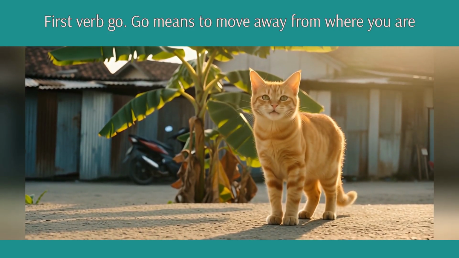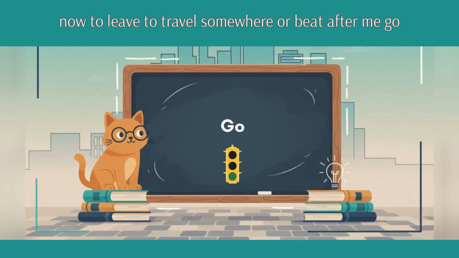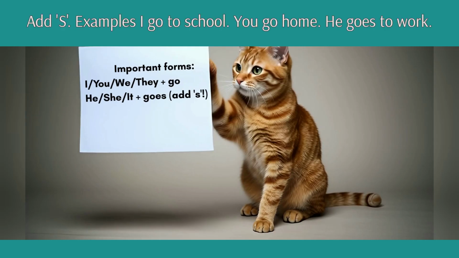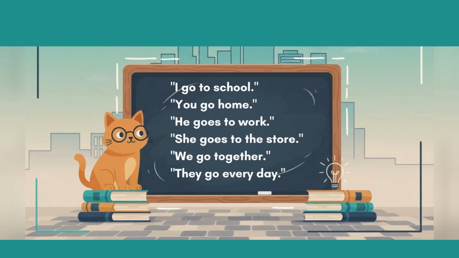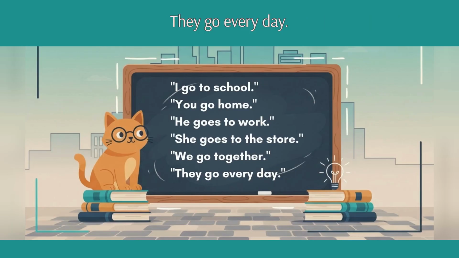First verb. Go. Go means to move away from where you are now, to leave, to travel somewhere. Repeat after me. Go. Important forms. I, you, we, they, plus go. He, she, it plus goes. Add s. Examples. I go to school. You go home. He goes to work. Notice, goes, not go. She goes to the store. We go together. They go every day.